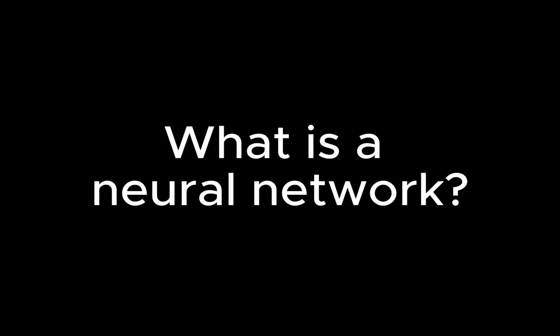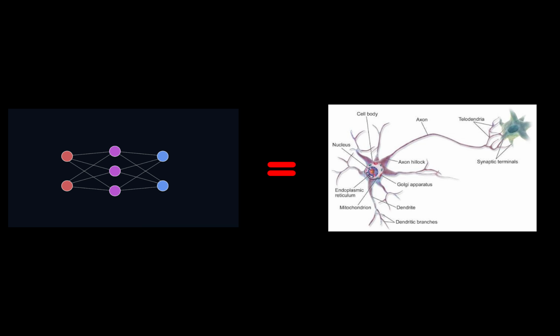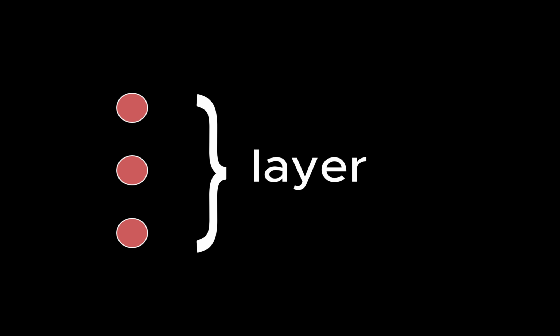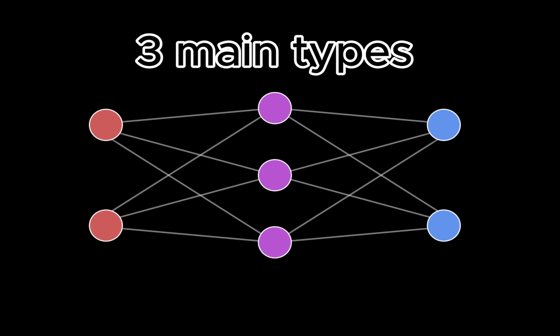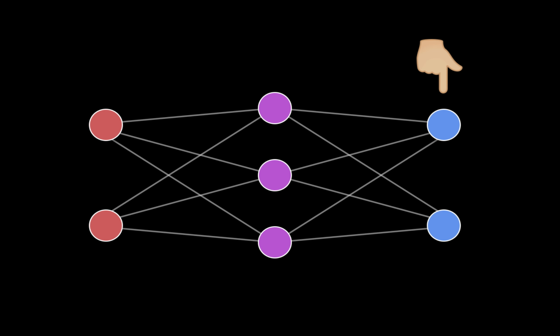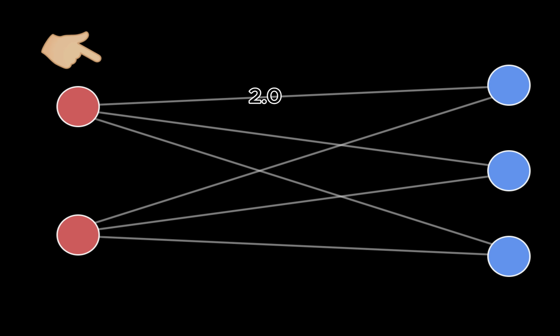Before we start building the neural network, we first need to understand the structure of the neural network. A neural network is a group of neurons that are inspired by the neurons in our brain. And the group of neurons creates a layer. There are three types of layers: input layer, hidden layer, and an output layer. And the goal of the input layer is to pass the input values to the hidden layers.